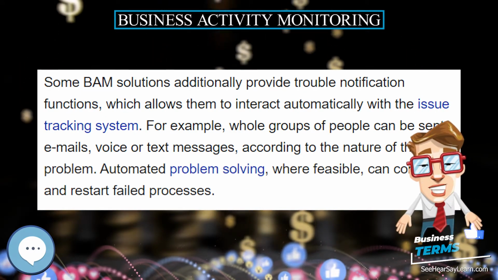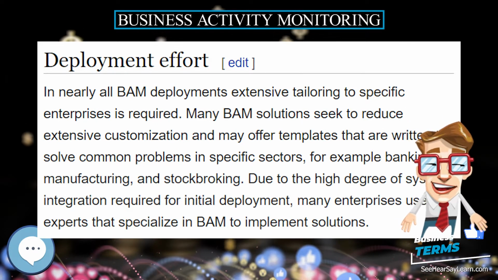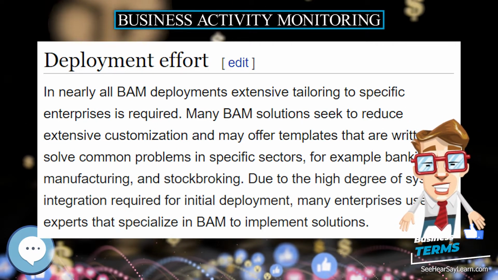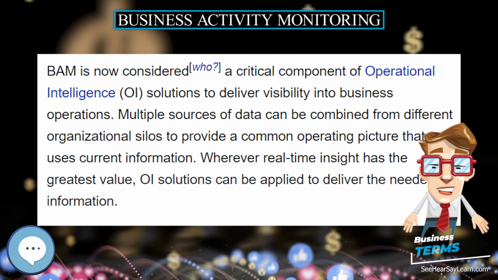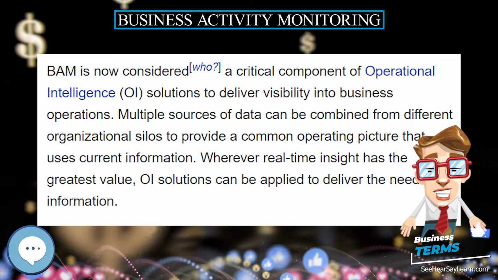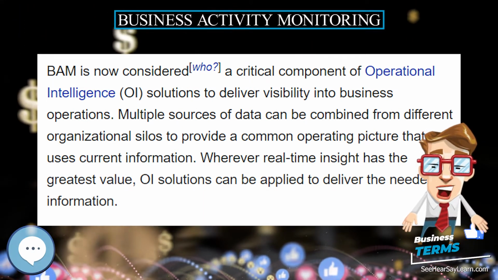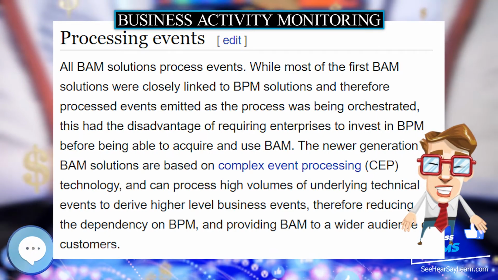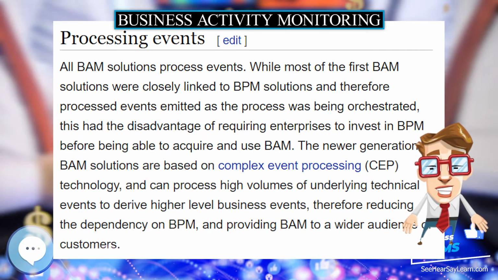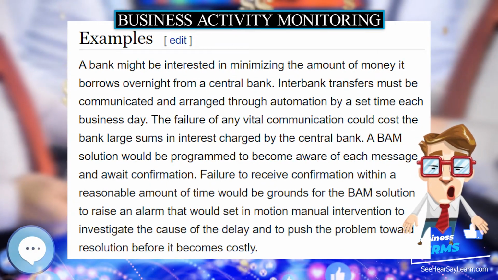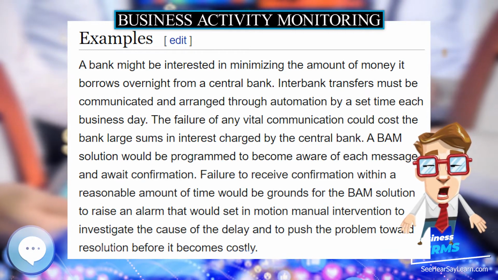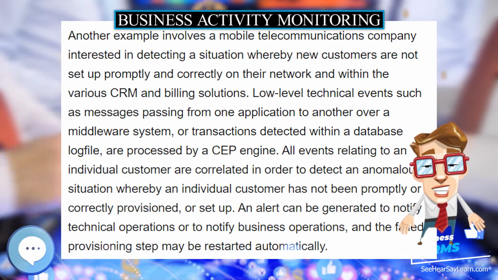A business activity can either be a business process that is orchestrated by business process management, BPM, software, or a business process that is a series of activities spanning multiple systems and applications. BAM is an enterprise solution primarily intended to provide a real-time summary of business activities to operations managers and upper management.